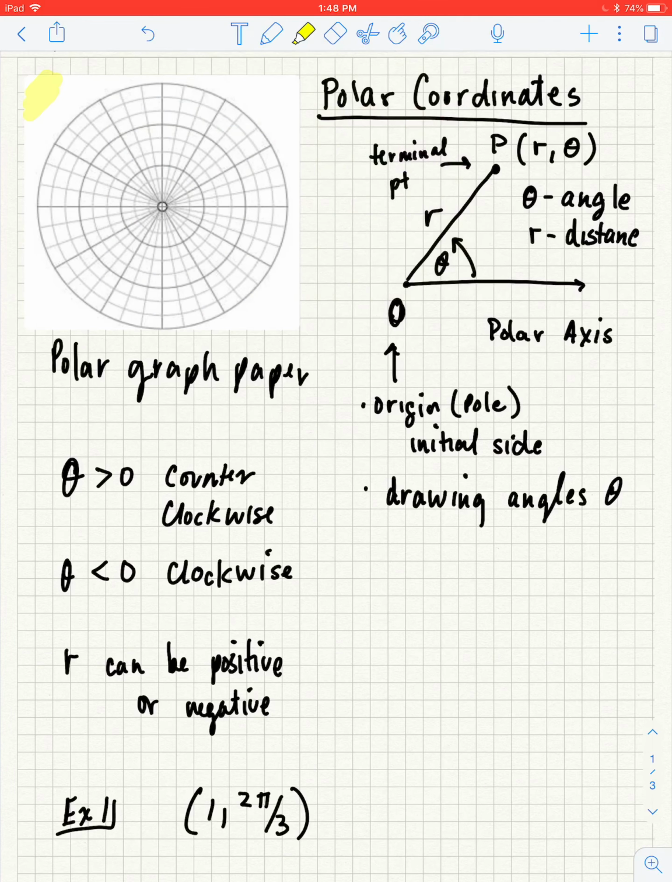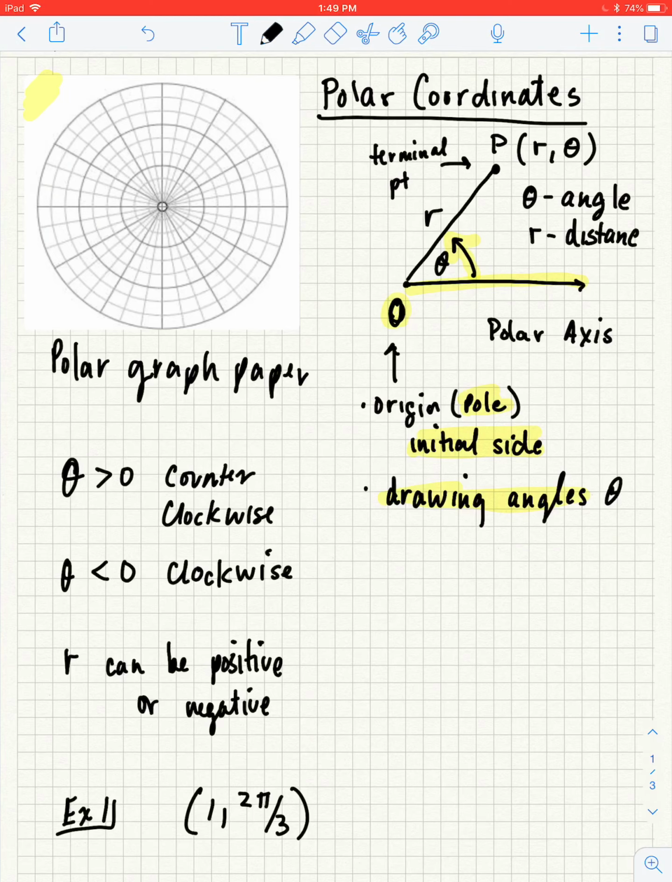First off, you have your polar axis, which is right there. Everything starts from here. If we go back to trig and your unit circle, this is basically unit circle type stuff. So your polar axis, you have your origin. They call it the pole, right? And that's just your initial side. And then what we're basically doing is just drawing angles. So you can see here I have theta drawn, and then I have a terminal point and a radius.